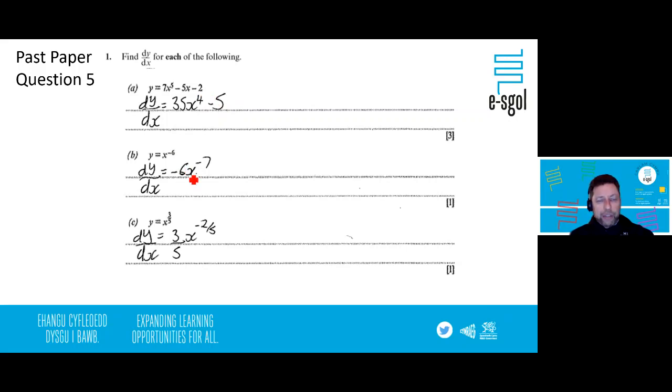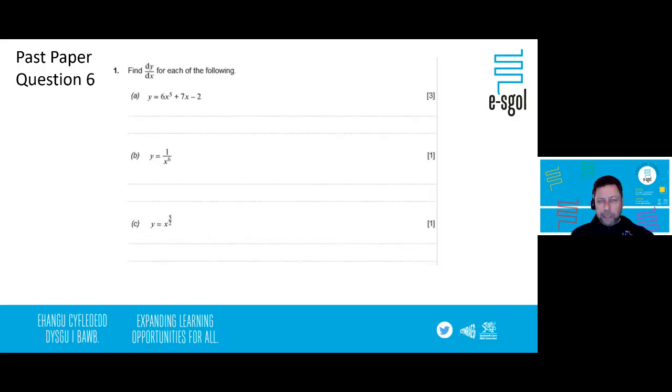Next one, minus 6x, decrease, minus 6 goes to minus 7. Last one's a little bit different. 3/5 in front. If you do 3/5 take away 1 on your calculator, it will give you minus 2/5. Next slide. Again, same idea, just part B is a little bit different. Again, I'll give you a few minutes to do that, and hopefully you can think your previous answers will help you.